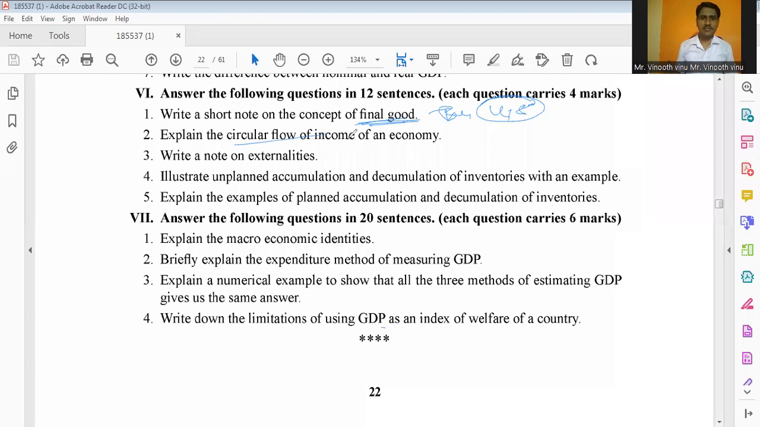Next, explain the circular flow of income. Most important. One side households, another side firms. Households supply factors of production: land, labor, capital, organization. Therefore, firms pay factor payments: rent, wage, interest, and profit. Households spend money on them to purchase goods and services. Firms supply the goods and services to households. That's it. That is to be explained properly, then you can get good marks.